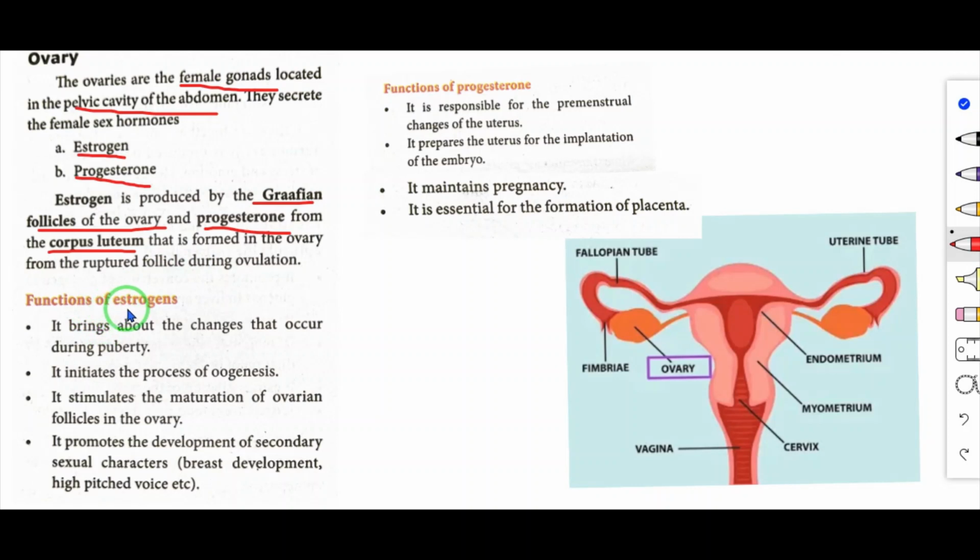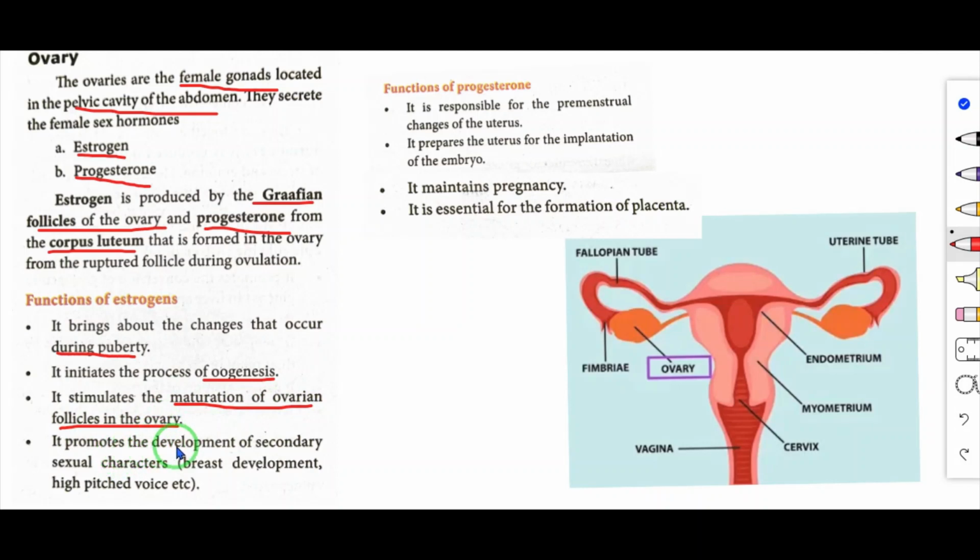Now the functions of estrogens. First one, it brings about the changes that occur during puberty. Everyone knows puberty; some changes occur because of the estrogens. Then it initiates the process of oogenesis. Genesis means formation, so oogenesis is production of ova. Then it stimulates the maturation of ovarian follicles in the ovary.